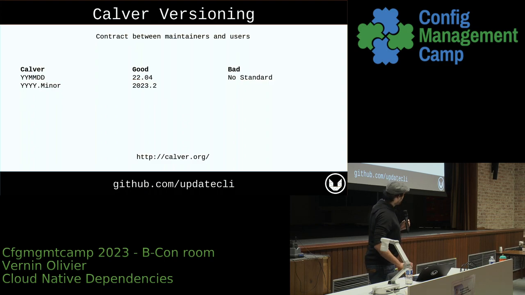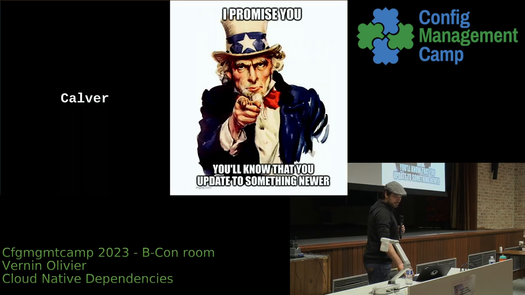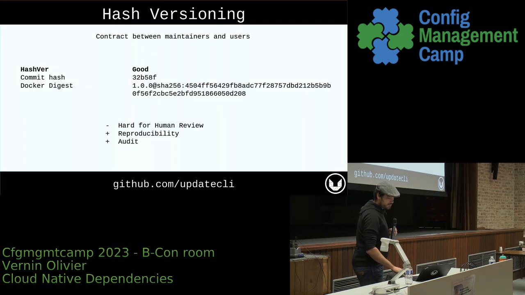On the other side, what I find frustrating is there is no real standard. So the idea of calendar versioning is to put a date information in the version, and there is no real standard there. So having a tool that could automatically parse the version is not really convenient, but lucky for me, I don't have to automate those kinds of versions often. The only thing you know is you're jumping to something newer.